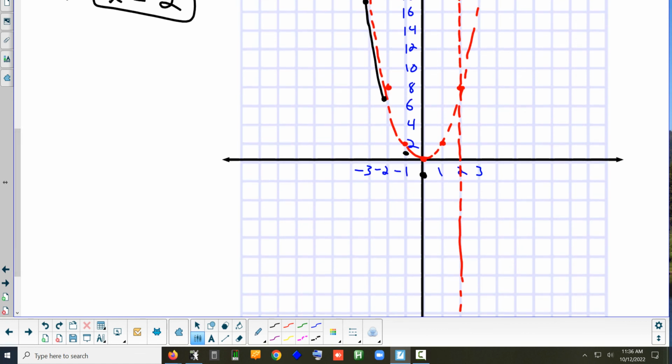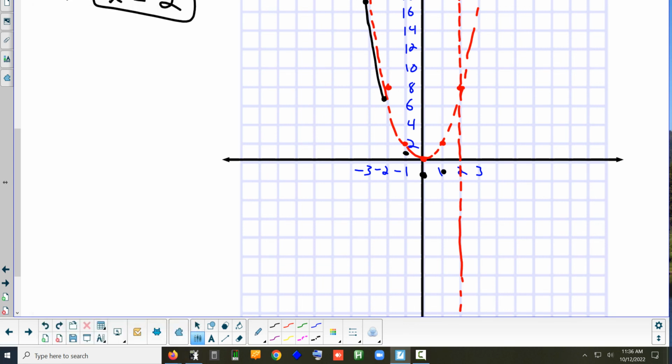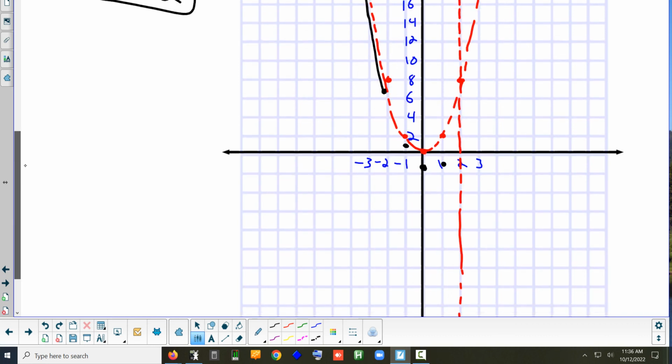What would be another good one? Yeah, I would say 1, -1. So 1, -1, maybe about right there. And then we know from there we're dropping down.